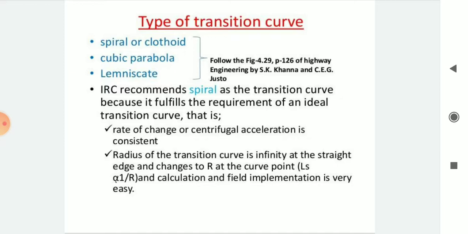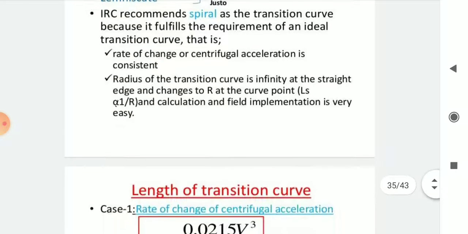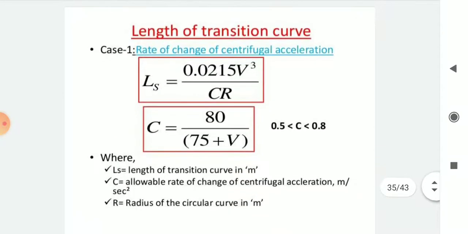IRC recommends spiral as the transition curve because it fulfills the requirements of an ideal transition curve: first, the rate of change of centrifugal acceleration is consistent, and second, the radius of the transition curve is infinite at the straight edge and changes to R at the curve point, that is, LS = alpha 1 divided by R. Calculation and field implementation are also very easy. Then what is the length of transition curve?